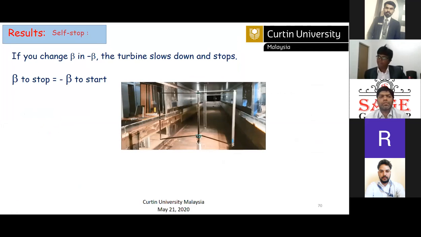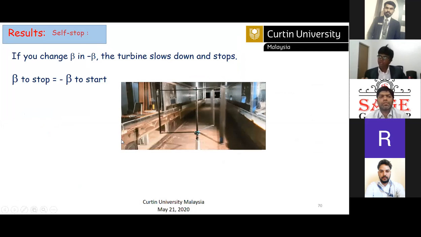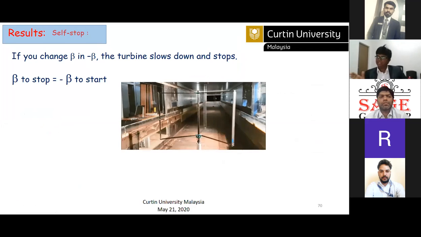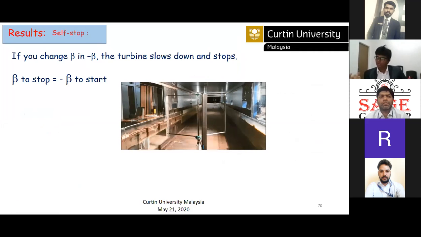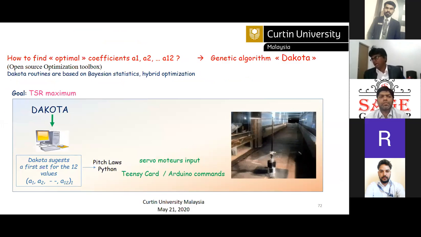You can see here, if we look closely at this video, it is usually rotating, and when we implement the beta, it stops after 1 or 2 rotations. At the end, we are still improving our pitching law to account for the TSR, incoming speed and rotational speed. With a 12 parameter equation, we take inputs and implement pitch laws in the turbine for acquiring a higher and higher performance coefficient and good stopping conditions.